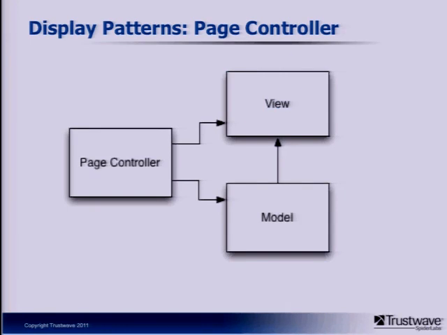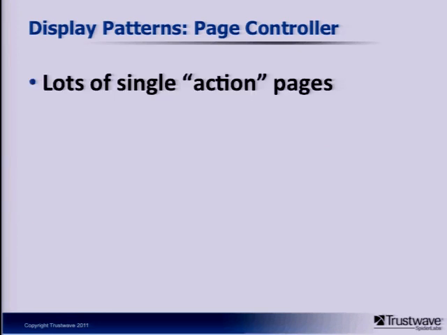It might be this all-encompassing spaghetti code, which is another way people often refer to it, but the page controller approach, right? You can identify this pretty easily by having a lot of single action pages, right? So you might have a page that says save model or update model or review model.